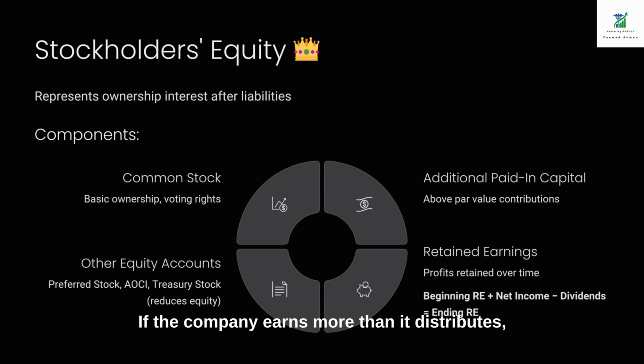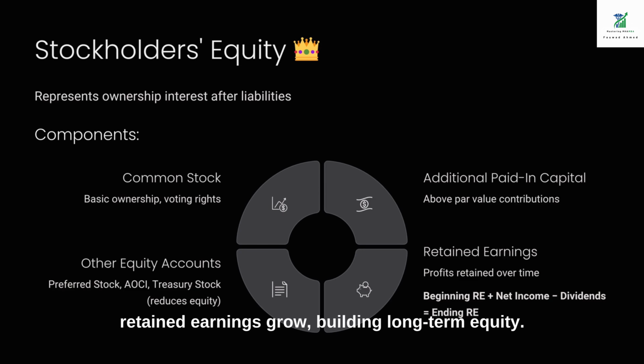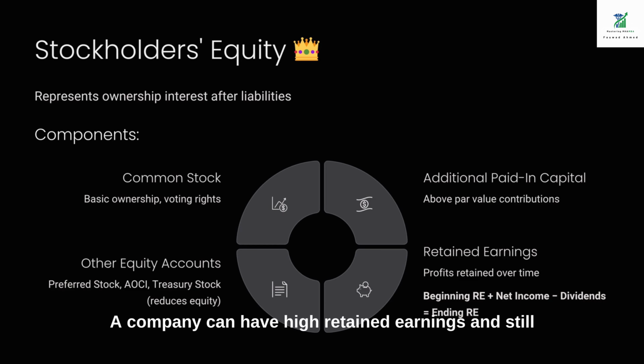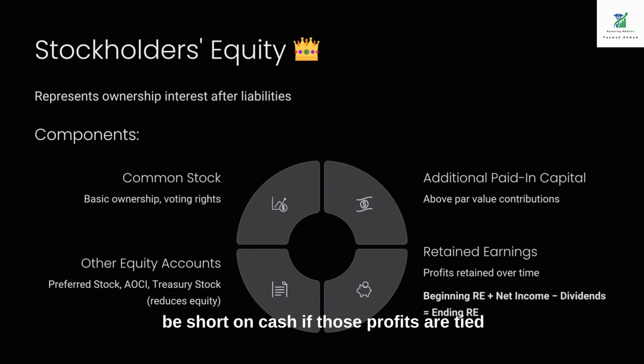If the company earns more than it distributes, retained earnings grow, building long-term equity. But remember, retained earnings are not the same as cash. They represent accumulated profits, not money sitting in the bank. A company can have high retained earnings and still be short on cash if those profits are tied up in assets like equipment or inventory.